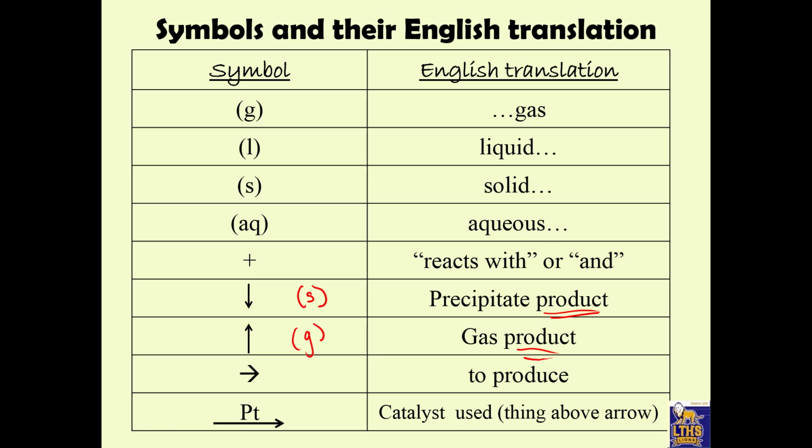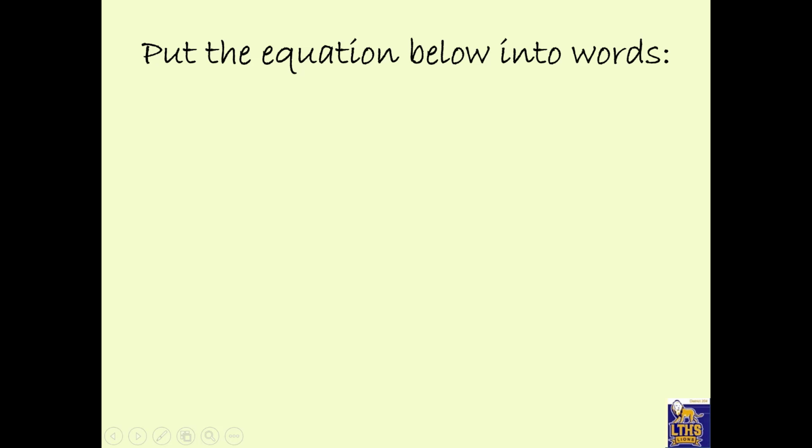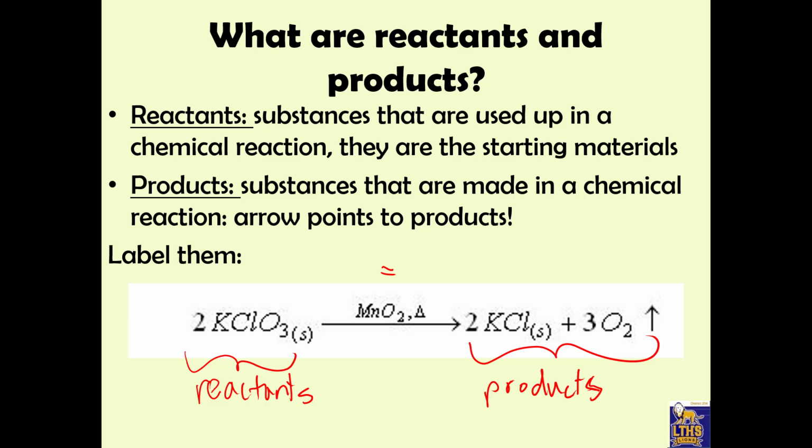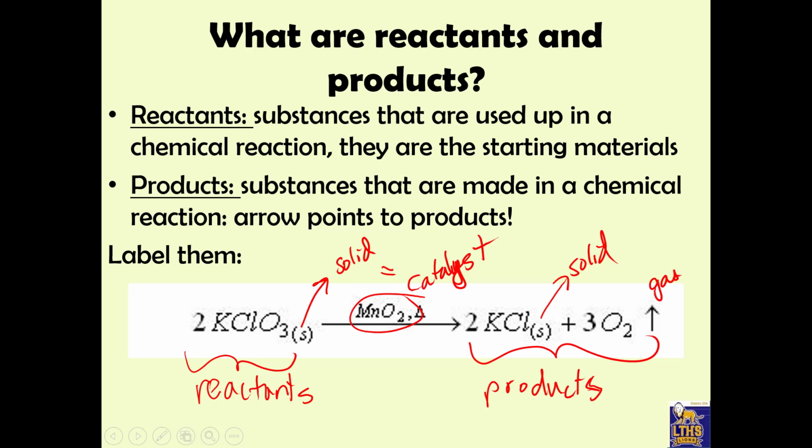The arrow, you might see a short one, you might see a long one. That means to produce, or yields. And then if you see a substance above the arrow, it's a catalyst. Okay, so let's go back here and see if we can label some more stuff. This means it's solid. This is a catalyst. And this is a solid. And this is when we can use the up arrow to mean gas formed as a product.